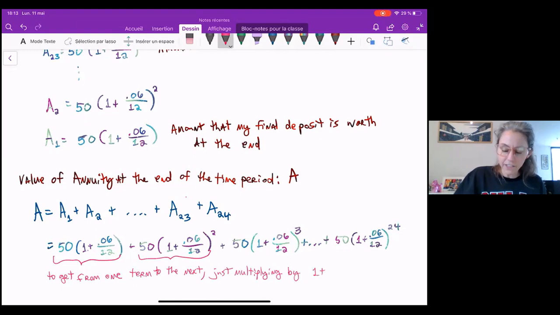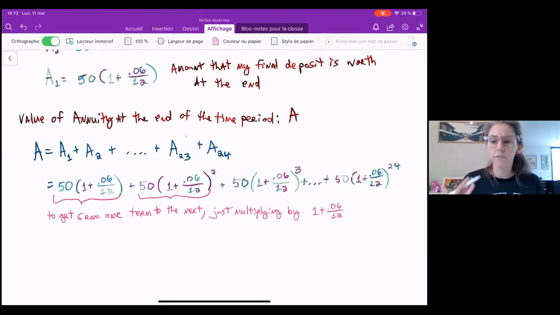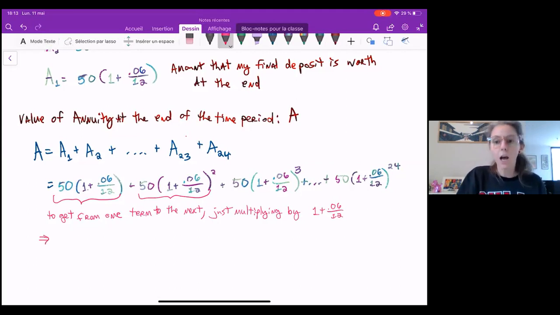Well, what kind of series is it when we're just multiplying by a number to get from one term to the next? Take a second, think about it. You know the answer to this. And hopefully you're now saying geometric series. This is a geometric series.